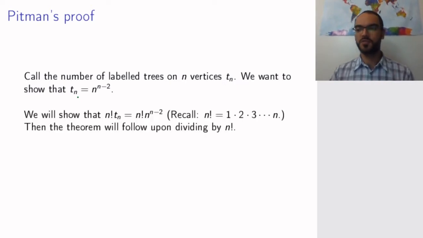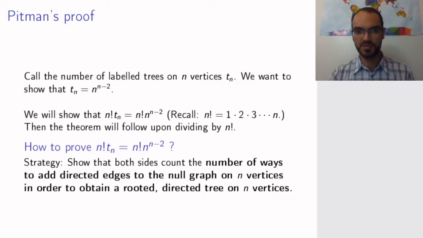Actually, we'll prove that n factorial times Tn is equal to n factorial times n to the power n minus 2. For some reason, this will be easier. So n factorial, remember, is the product of all positive integers up to n. If we manage to prove this, then just by dividing by n factorial on each side, we will have our theorem. So this is now what we want to prove.